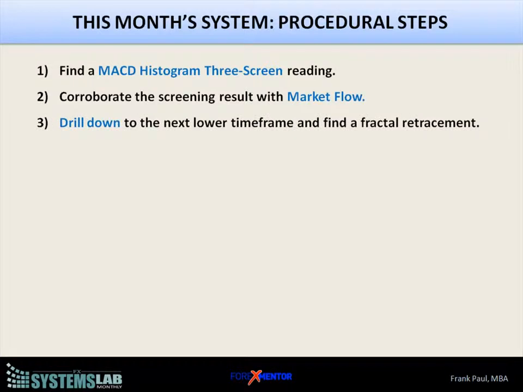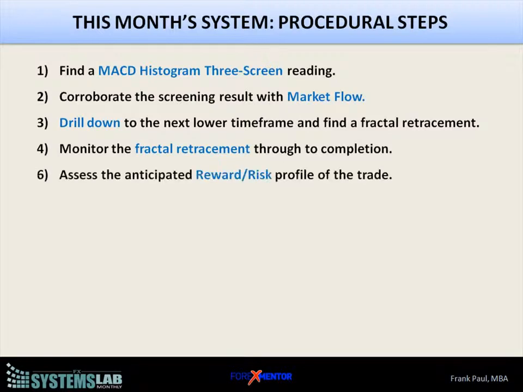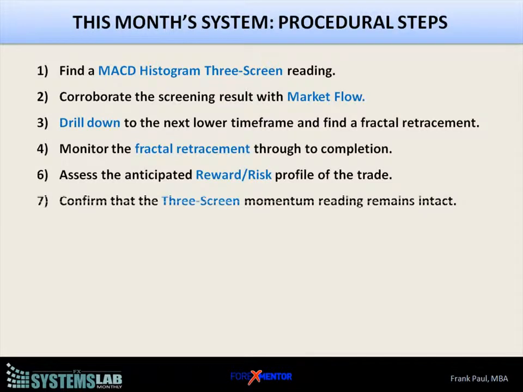We then drill down to the next lower time frame to look for a fractal retracement pattern. Fractal just meaning smaller version of a larger continuation pattern. We monitor that fractal retracement through to completion, where we might label it swing point C for a corrective top or bottom. We then assess the anticipated reward to risk profile of the trade, confirm that the momentum reading on the higher time frames remains intact before we consider pulling the trigger.